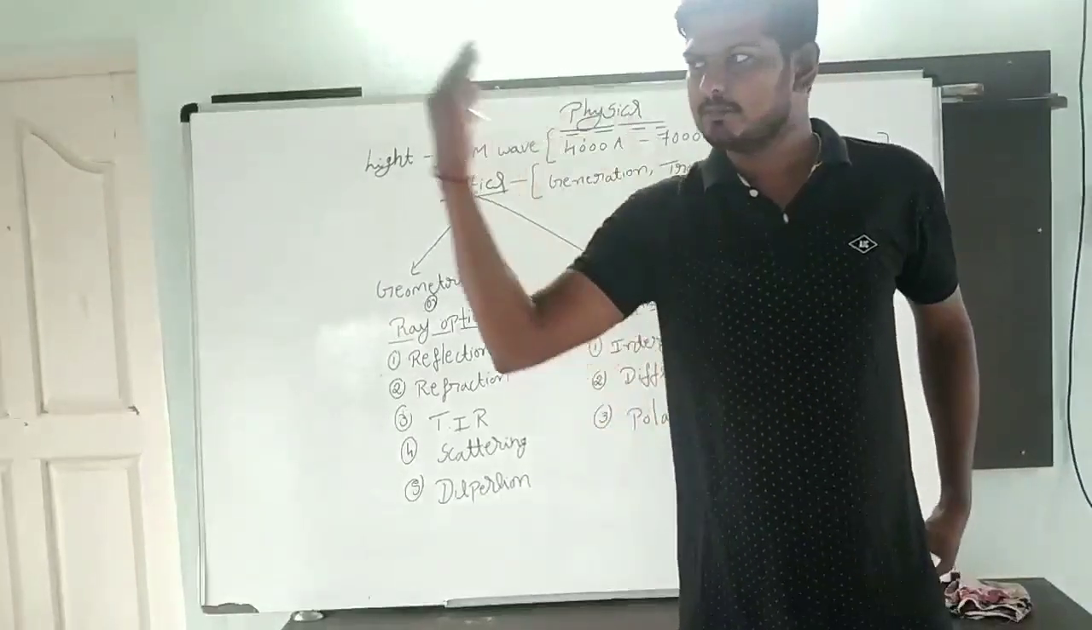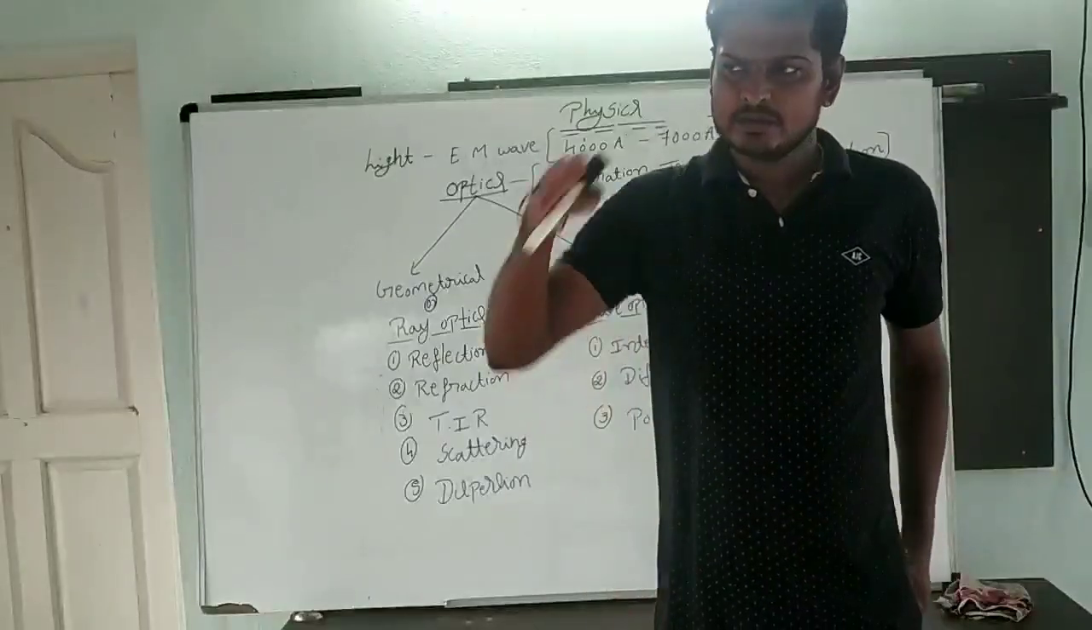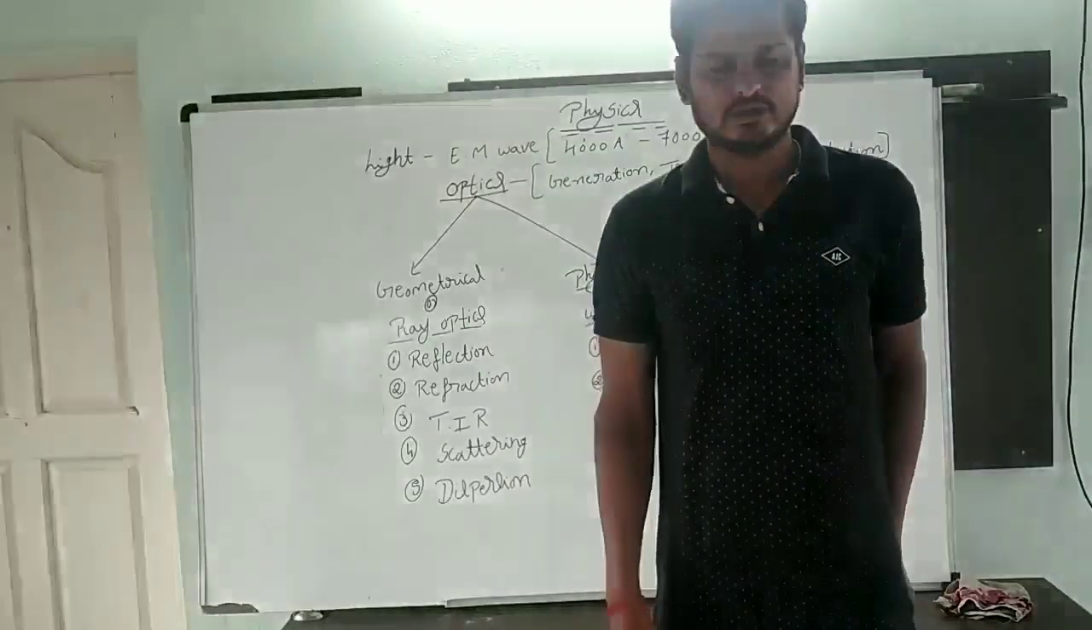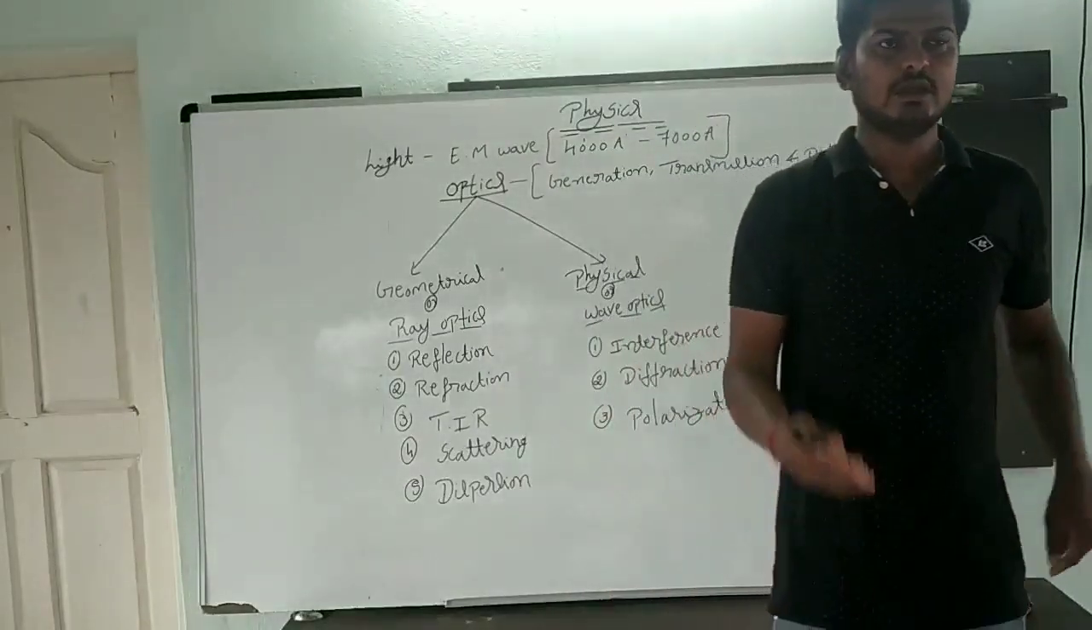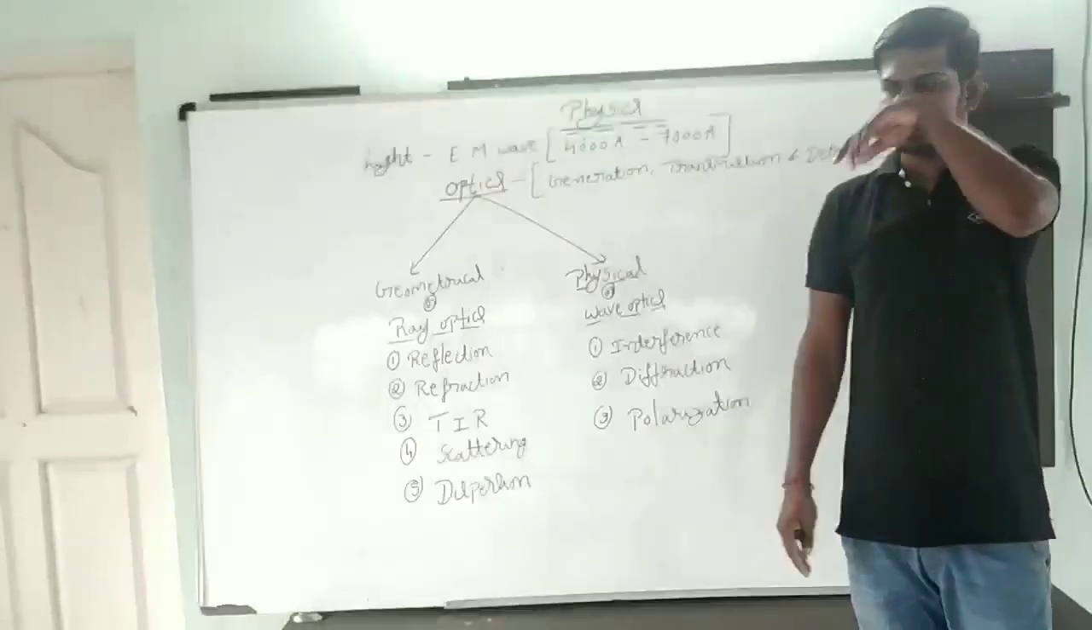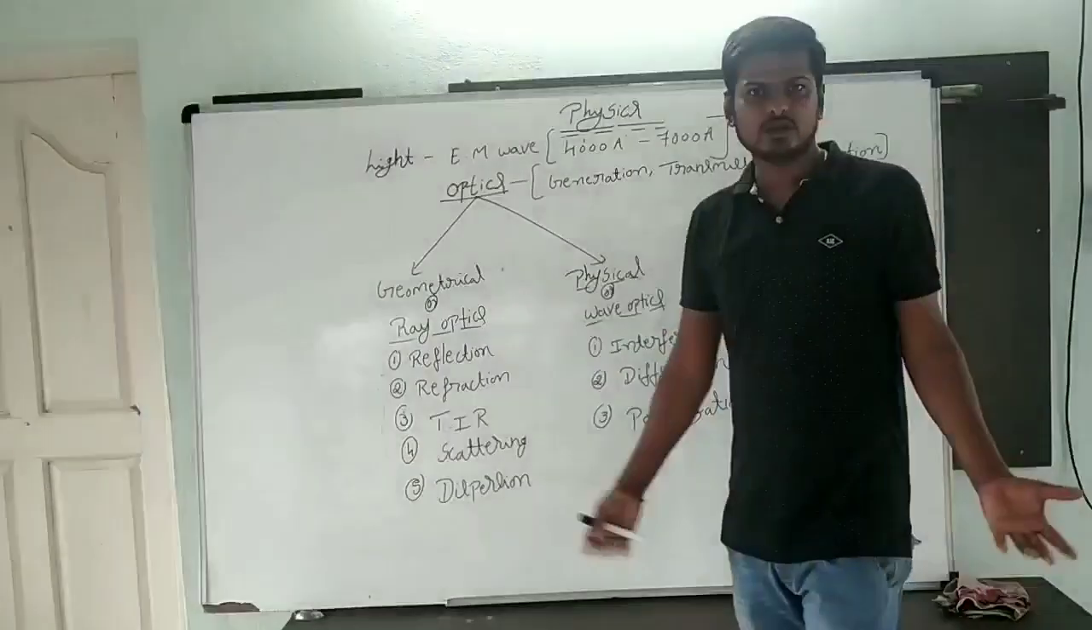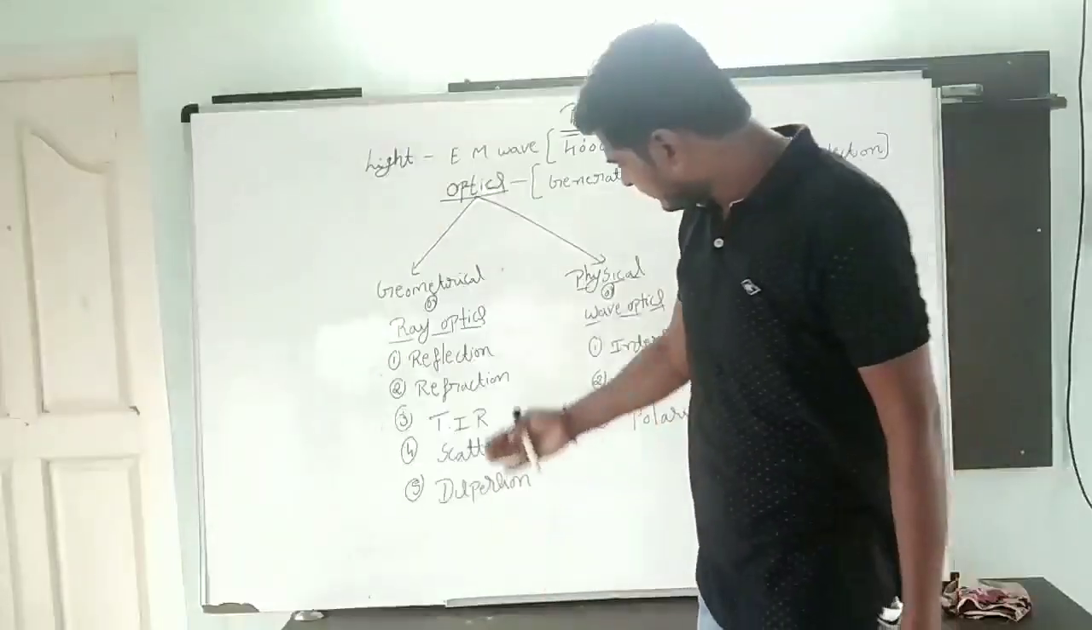When a ray of light travels from one medium to another medium and is incident on the surface of the other medium, part of the light is reflected back to the same medium. We are going to call it what? Reflection.